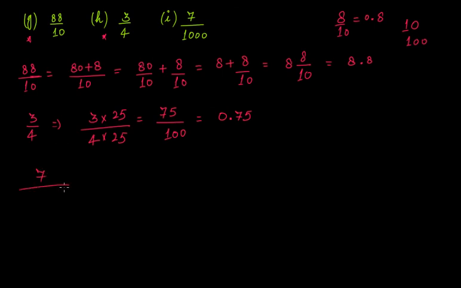This is 7 over 1000. Now, 7 over 1000, how can we write it in decimal terms? 7 over 1000 tells you that at the thousandth place, you have 7 and nothing else, no hundreds, no tens. Since it is 7 over 1000, what will be at the hundredths? Of course 0. What will be at the tenths? Of course 0. Therefore this number will become 0.007.